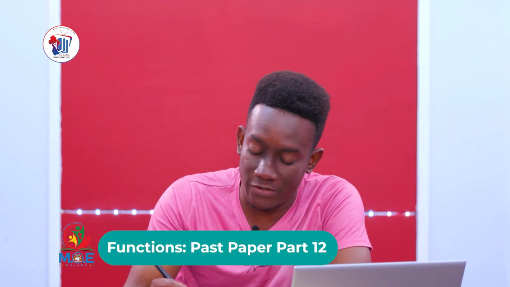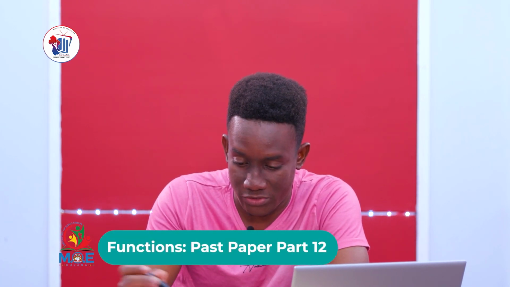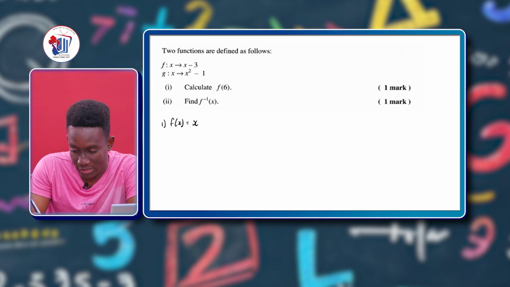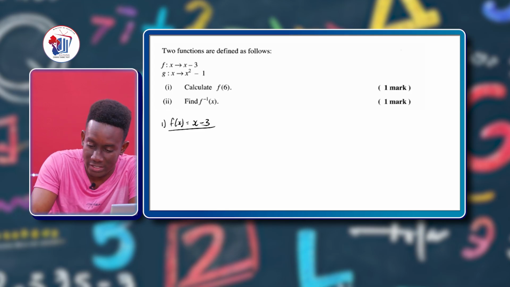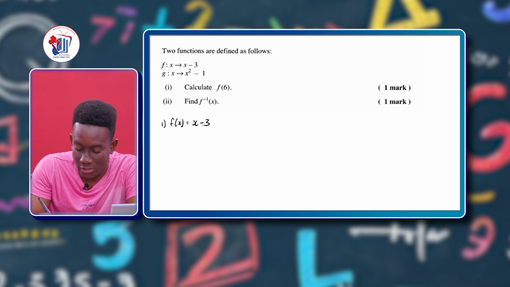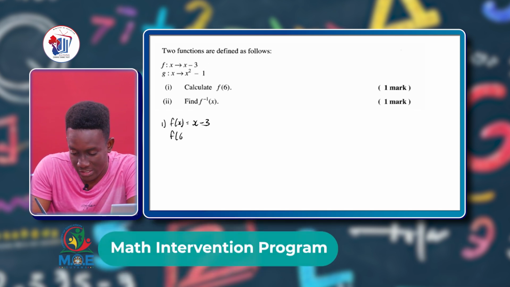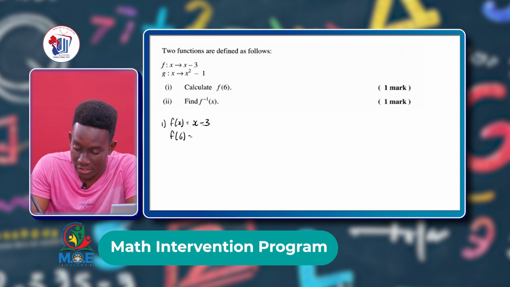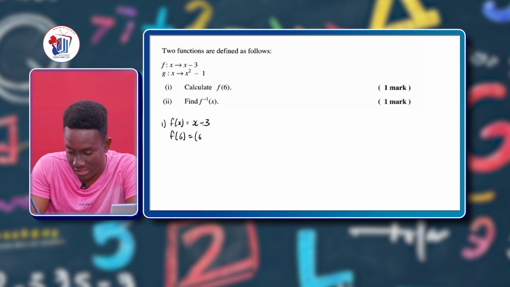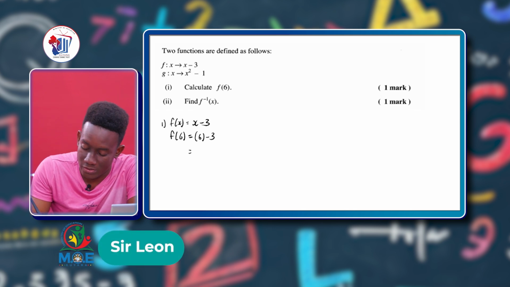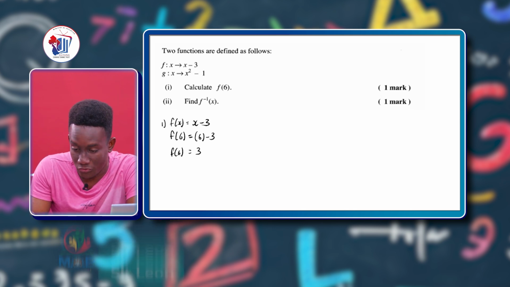So they want us to find f of 6. So let's write back the function f of x. So we see f of x is equal to x minus 3. By the way, this and this and this, same thing. So they want us to find f of 6. So nice and easy, 1 mark here. So instead of x minus 3, we'll have 6 minus 3. So 6 minus 3 will be 3. So f of 6 is equal to 3.